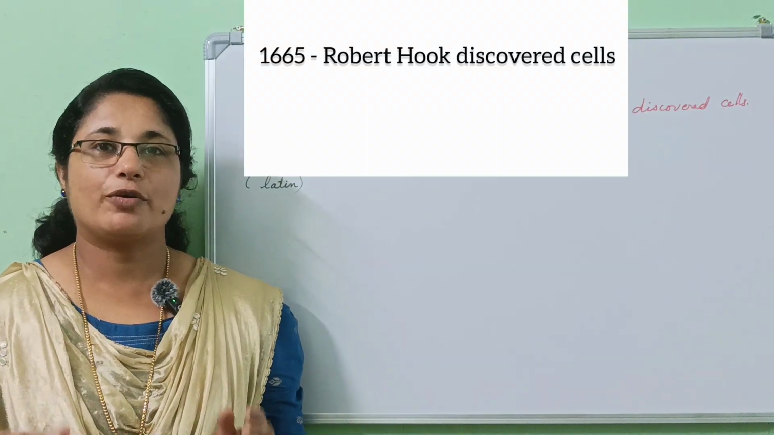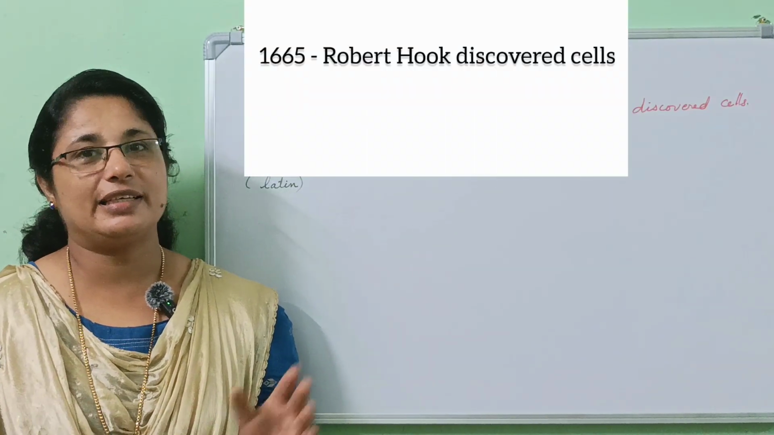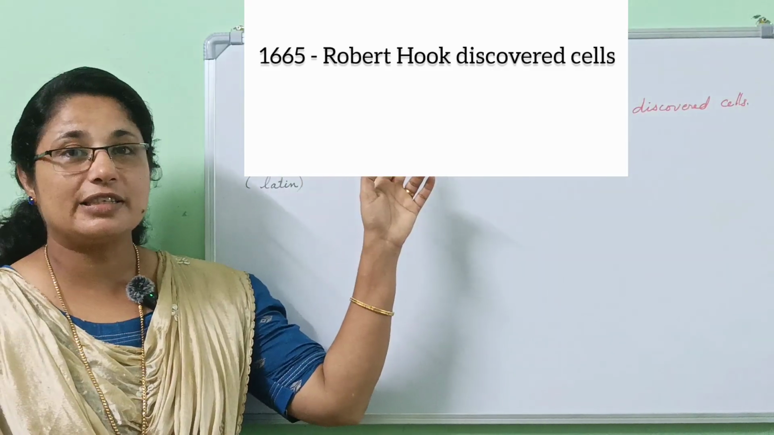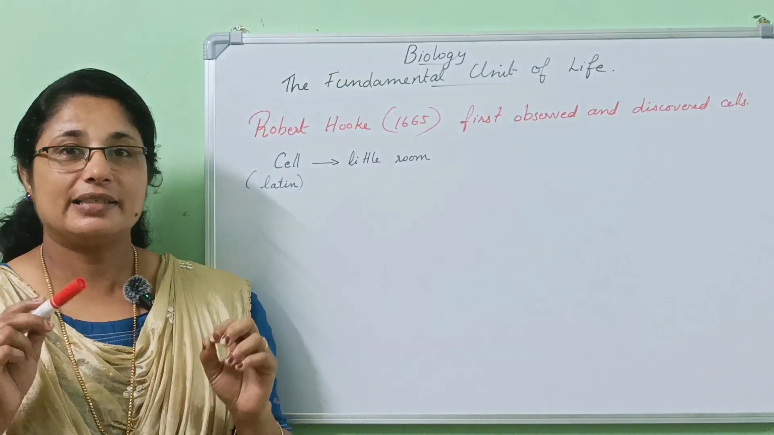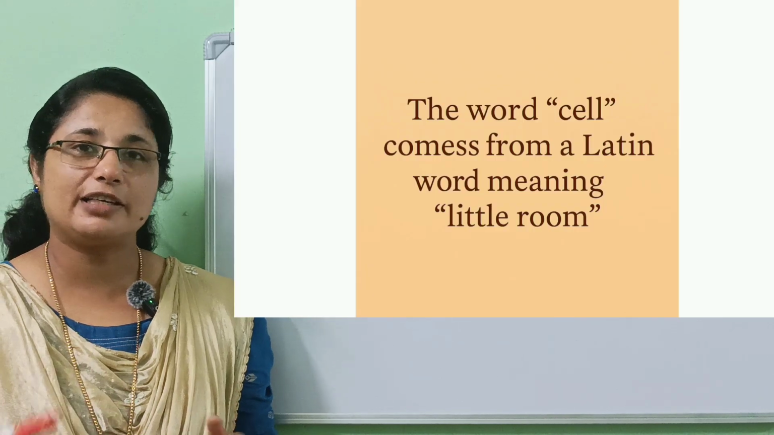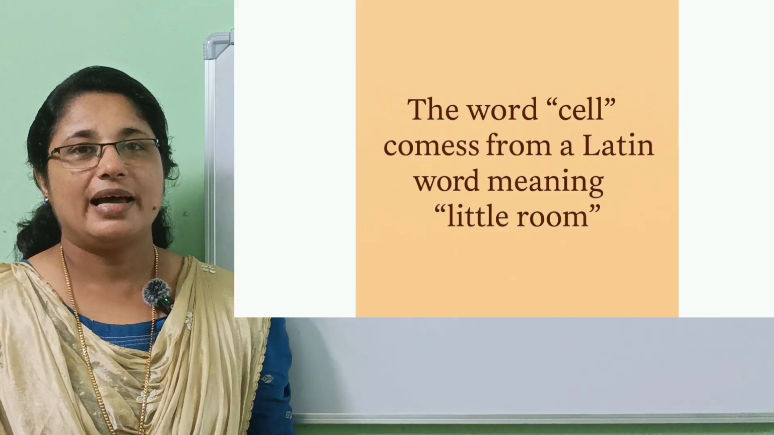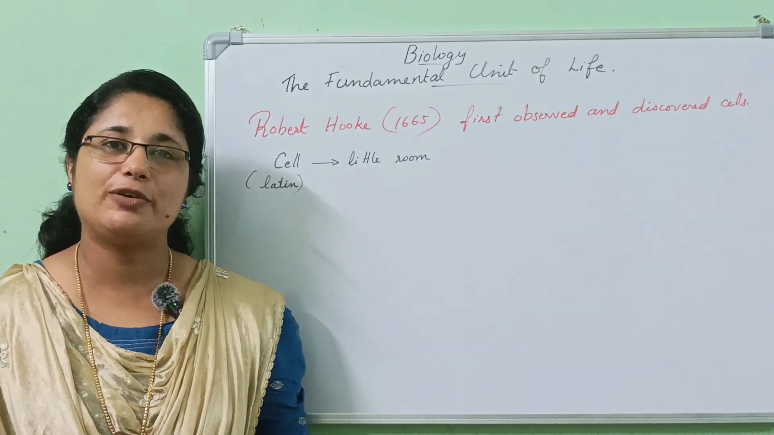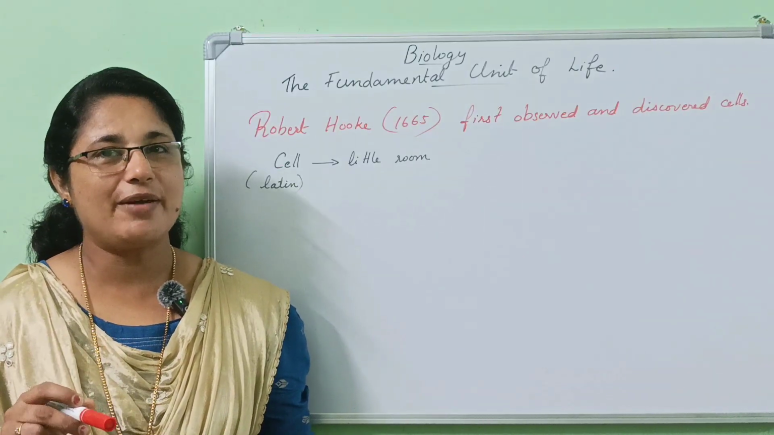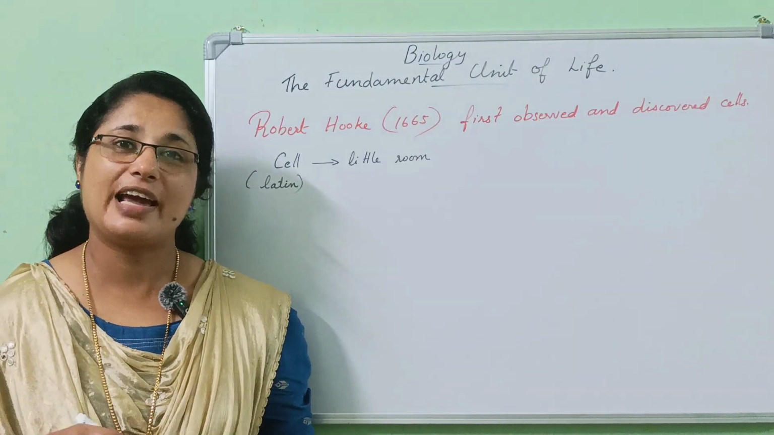Now we know that Robert Hooke discovered cells. That is, Robert Hooke in 1665 first observed and discovered cells. And cell is a Latin word and its meaning is little rooms or tiny compartments. Let us find out what cells actually look like, not in a cork this time, but in something we see every day, an onion.